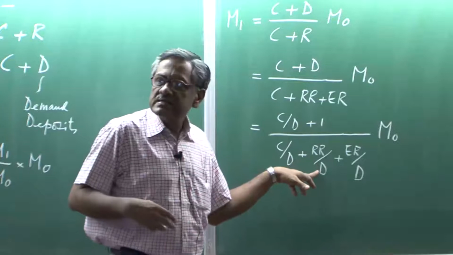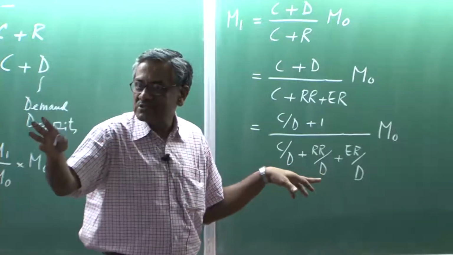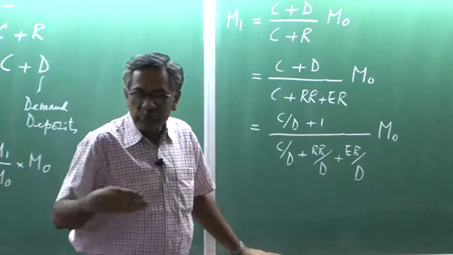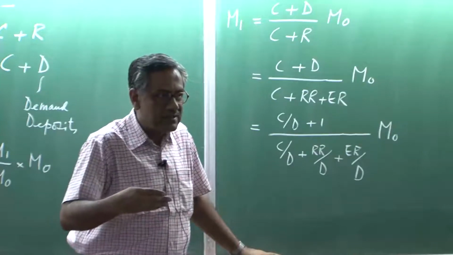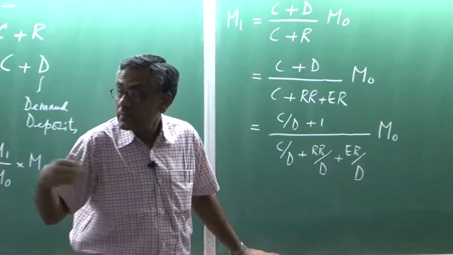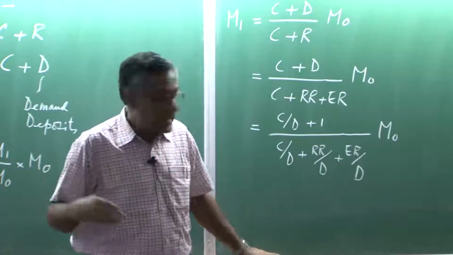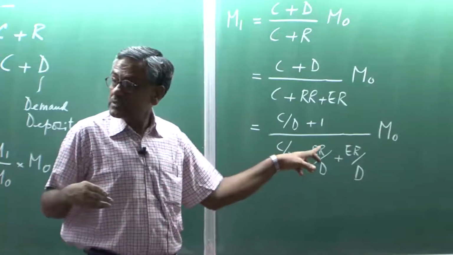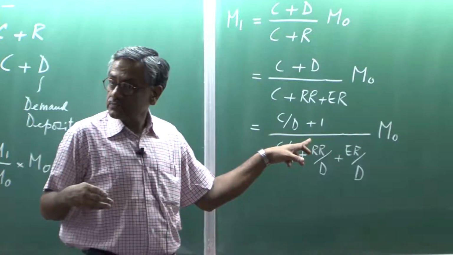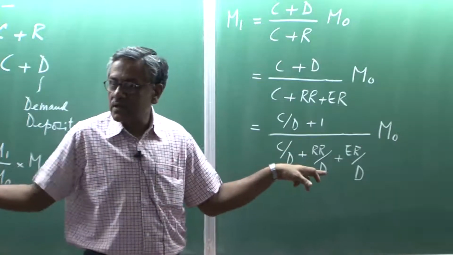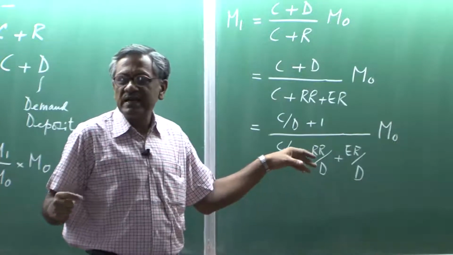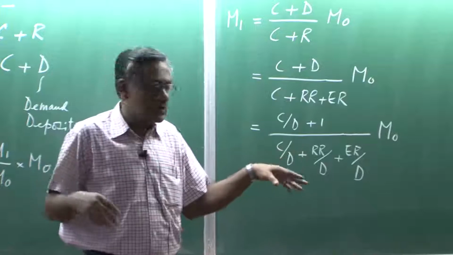Then RR over D is a typical RBI instruction. How much of D you will have to part with and keep with us? The deposits that you get, demand deposits, savings account, current account, etc., you will have to keep with us. That is an RBI instruction. So, that is a policy parameter, a monetary policy parameter, the central bank's parameter. This is essentially the small r I talked about, the required reserve ratio, CRR, but this is the simple CRR; CRR is more complex, I am coming to that.